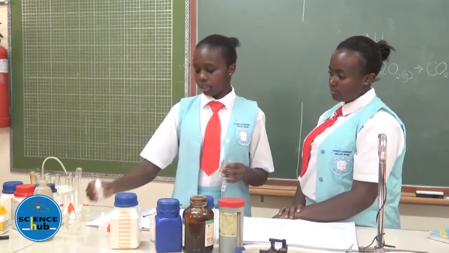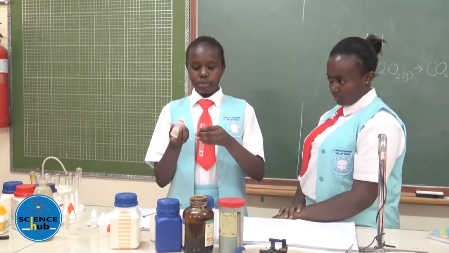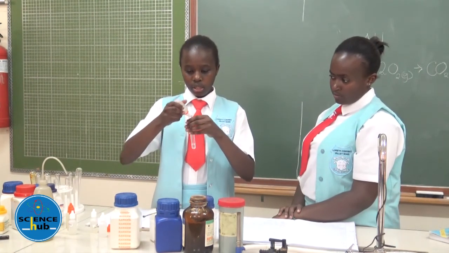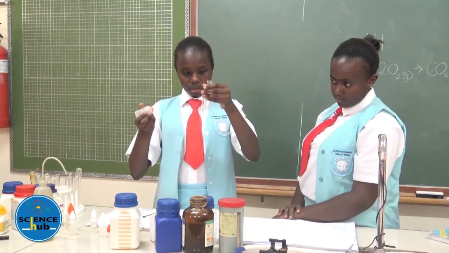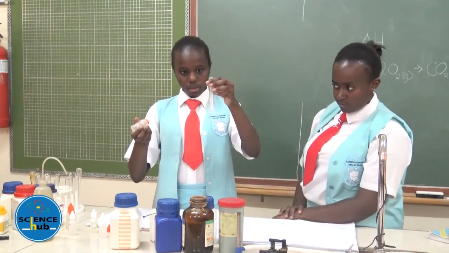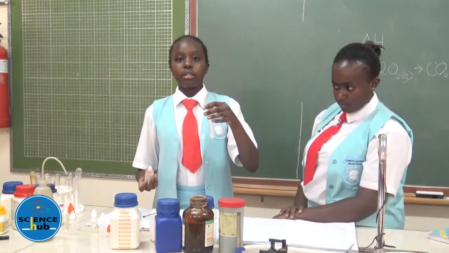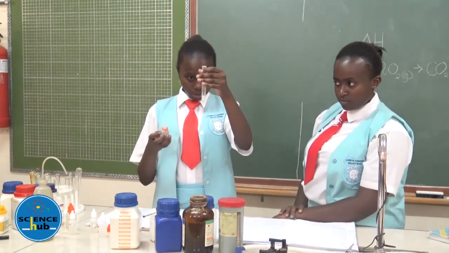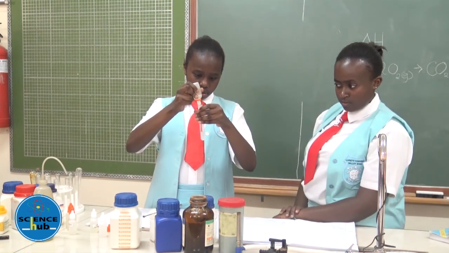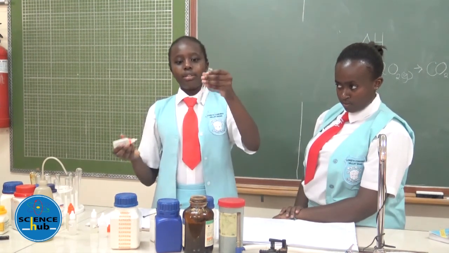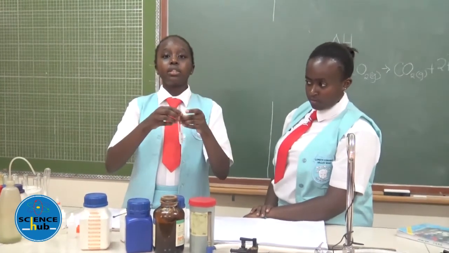So first I'm going to use sodium hydroxide to test for presence of zinc ions. So you put a few drops. So as you can see, there's a white precipitate being formed. So you add more sodium hydroxide. As you can see, the white precipitate dissolves in excess. This indicates that zinc ions are present in the solution.